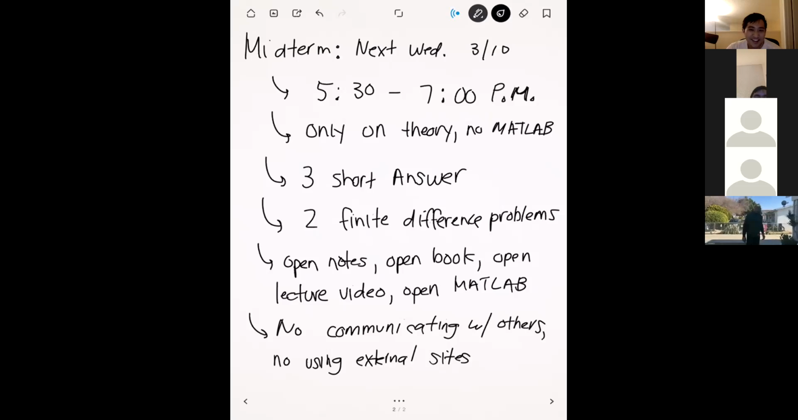So hopefully that will help as well. Okay, let's see what else. It'll take place through the browser on Canvas.